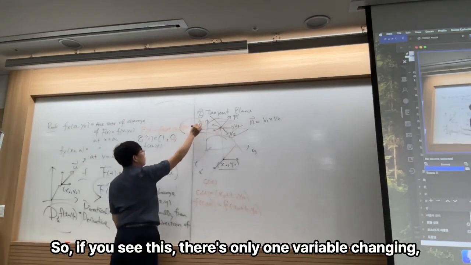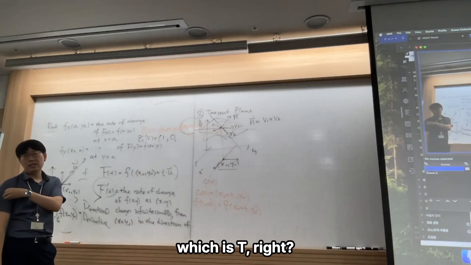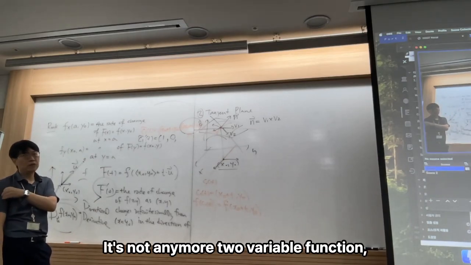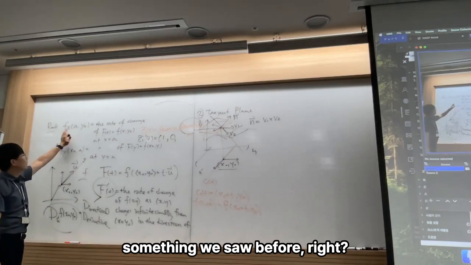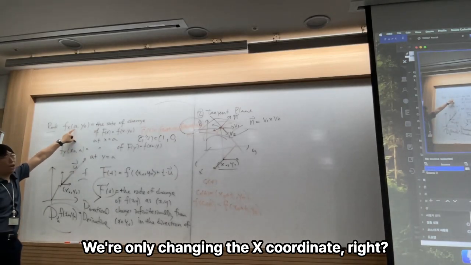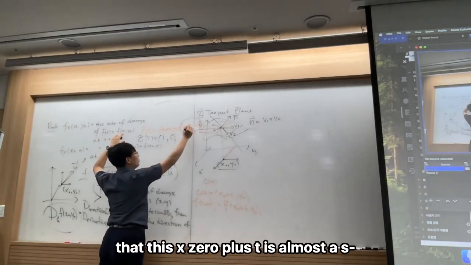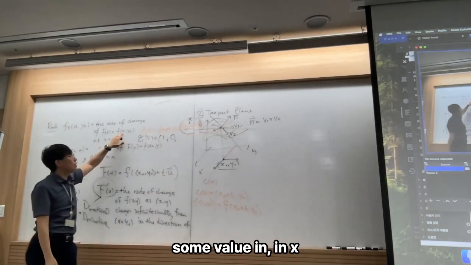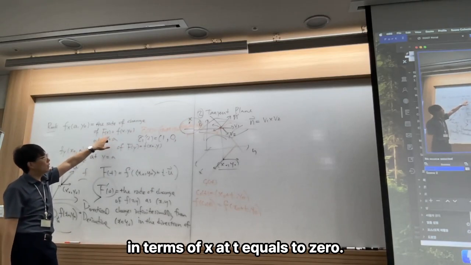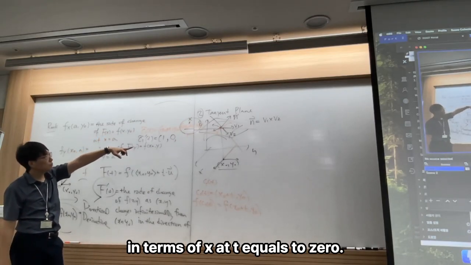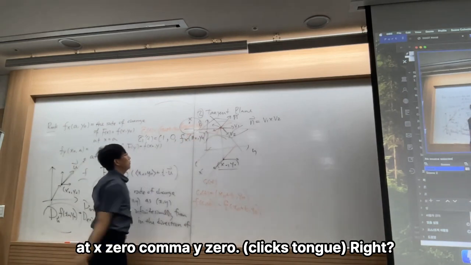If you see this, there's only one variable changing, which is t. It's not a two variable function anymore, it's just a one variable function. And it seems similar to something we saw before, right? We're only changing the x coordinate. So you can imagine that this x0 plus t is almost just some value in x, and we're taking the derivative of this one variable function in terms of x at t equals 0. So this is the partial derivative at x0, y0.